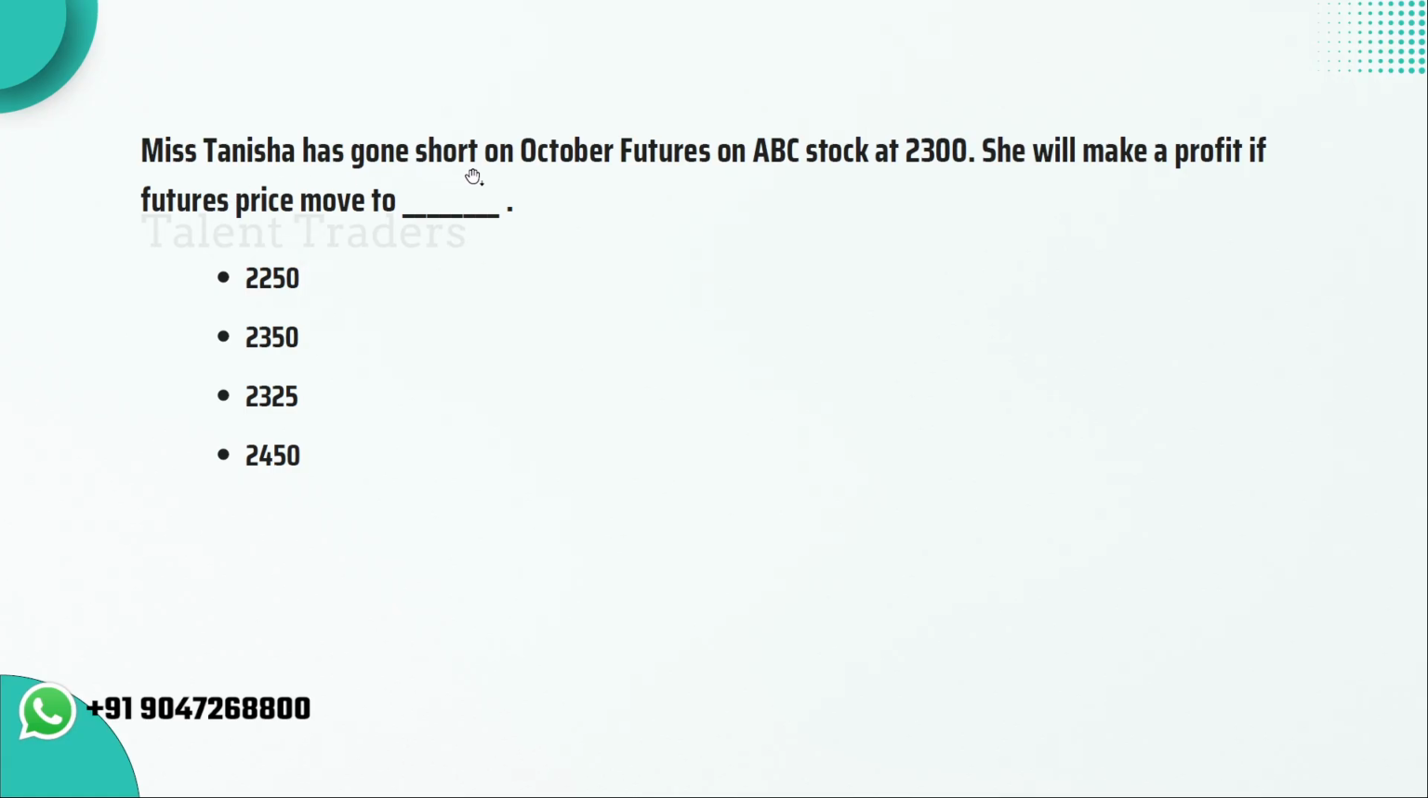And he goes short on ABC at 2000, so when will he make a profit? This is the logic to understand. If he buys a position at 2300, when the market goes up he will make a profit, and when it goes down he makes a loss. But a short position is without holding a position; we can short in futures and options also. When short at 2300, when it goes down that time it will be a profit. When it is going higher, loss.